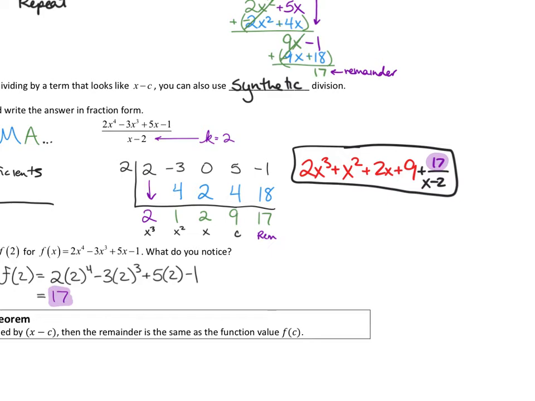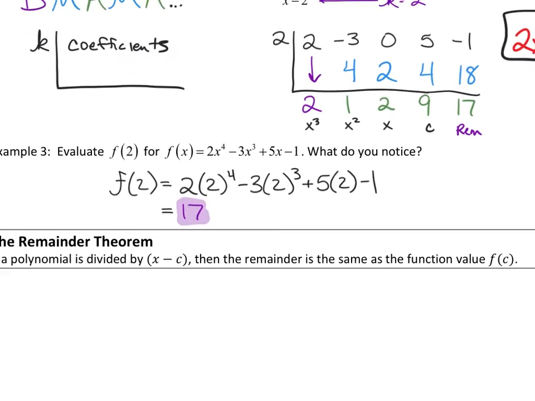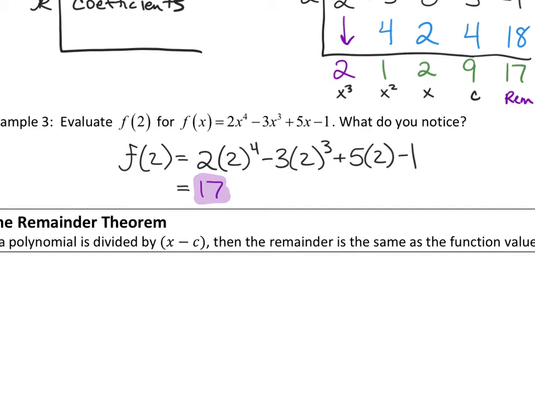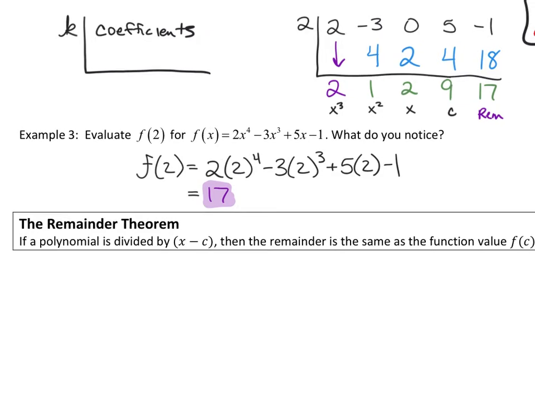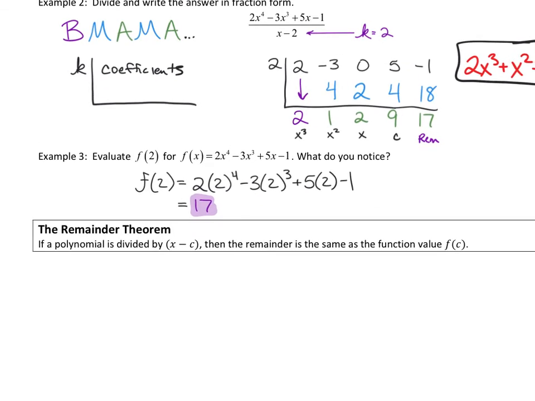What this means for us is that we have this new theorem. It's called the remainder theorem. If a polynomial is divided by some factor x minus c, in this case x minus 2, then the remainder is the same as the function value f of c. Meaning, what we can do to find the remainder, instead of having to do long division, instead of having to do synthetic division, is just literally plug that number in, the value for c or k, and figure out what the remainder is. Okay? That's what the remainder theorem tells us.